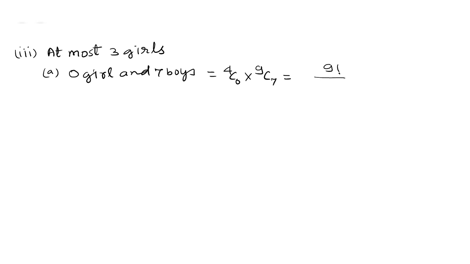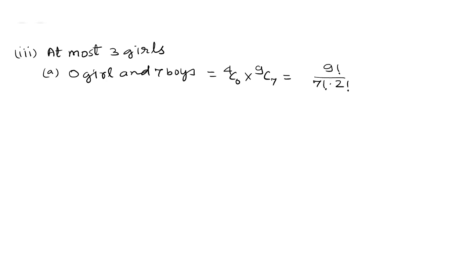So we write part A: 0 girl and 7 boys. This can be done in, this is equal to 4C0 for the selection of girls and 9C7 for the selection of boys. So this is equal to 4C0 is 1. So we directly solve 9C7, that is equal to factorial 9 upon factorial 7 into factorial 2.